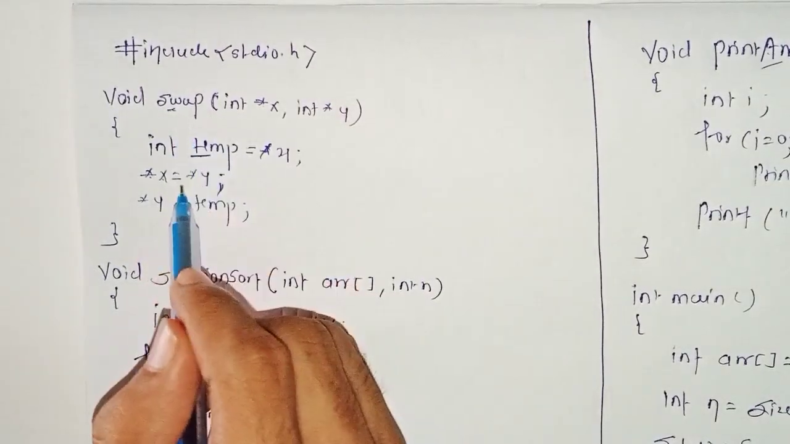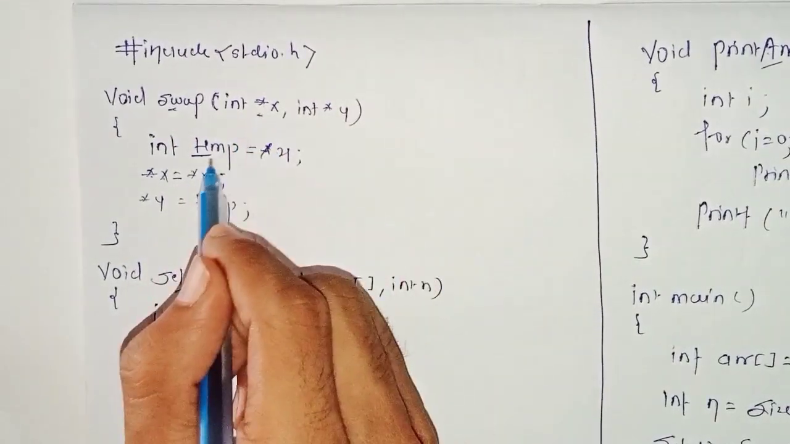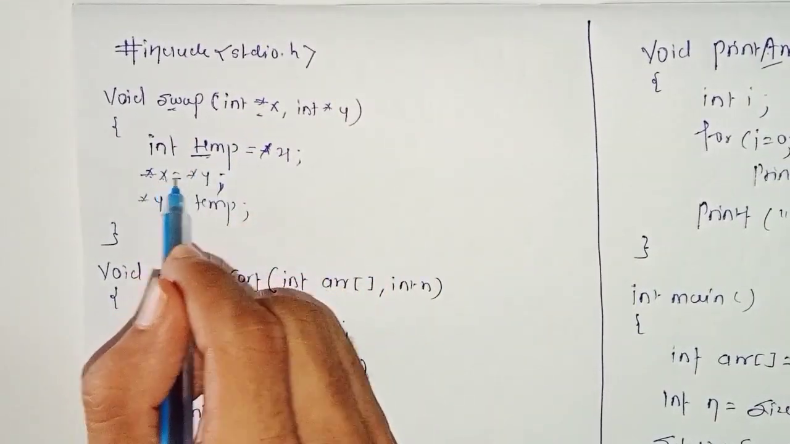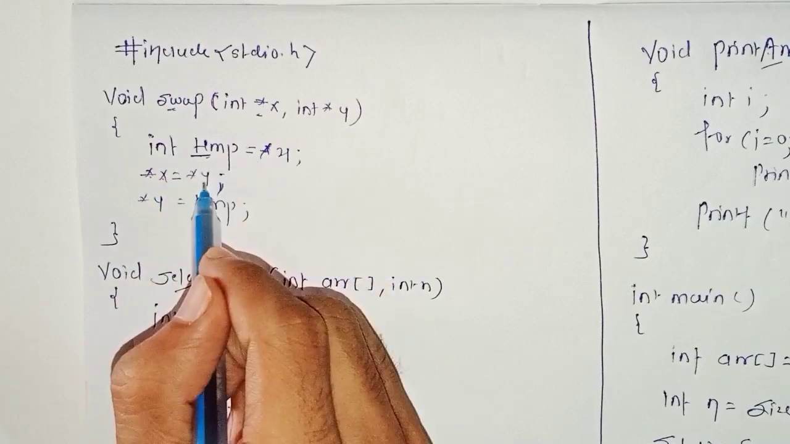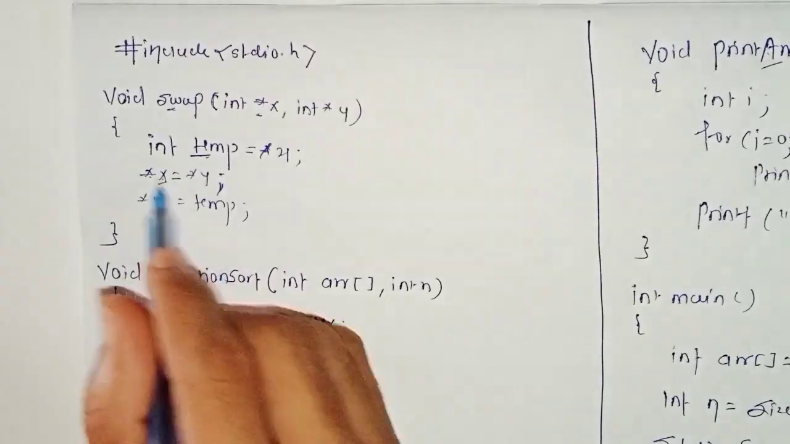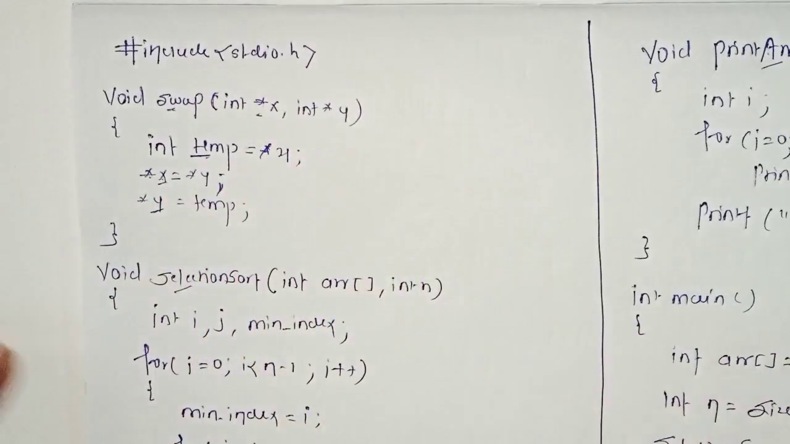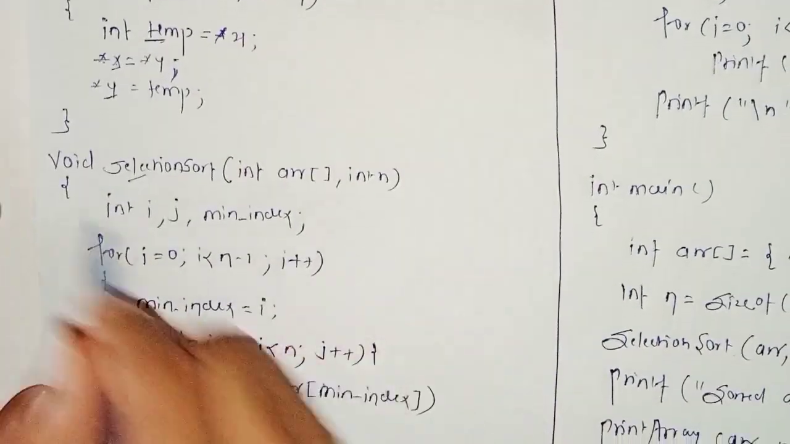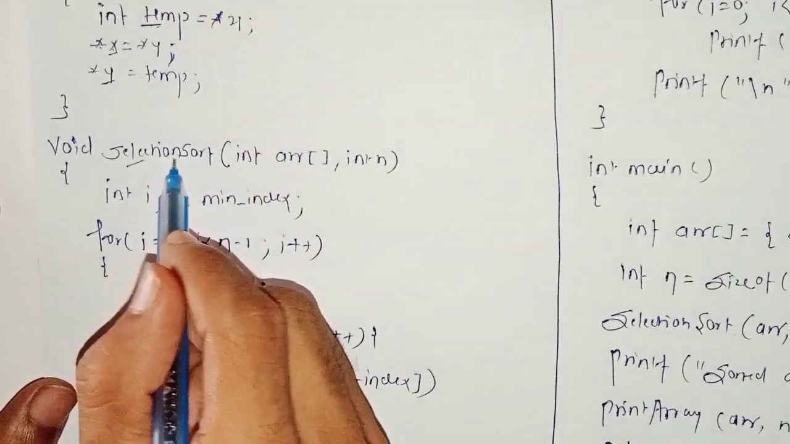So this is the swapping logic. The value of x is assigned to temp, the value of y is assigned to x, and again the temp goes to y. So it will simply swap the two numbers. Now this is the most important part, the selection sort.